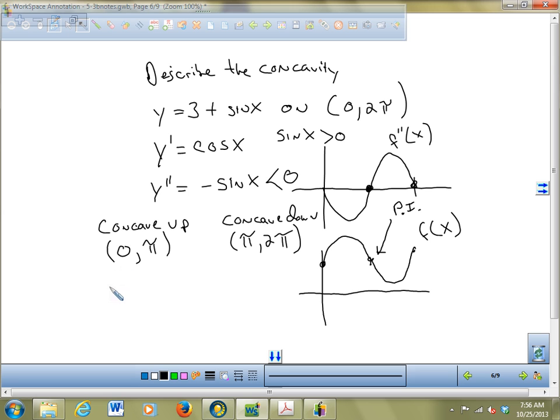Does it matter if you have square brackets or curved brackets when you're doing concavity? Yeah, you want curved brackets, since this is going to be a point of inflection every time, it's not concave up or concave down. Even at the endpoints, like at 0 and 2 pi? Yeah, because right here it's continuous, so it's going to change concavity. So right at that point, it's neither concave up nor concave down.